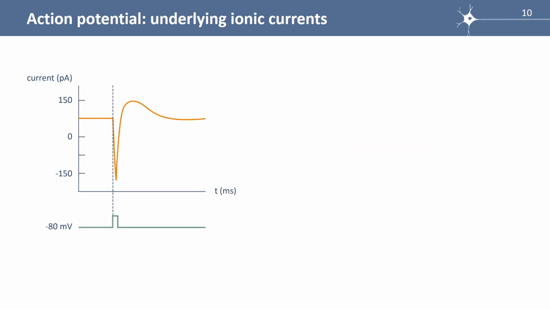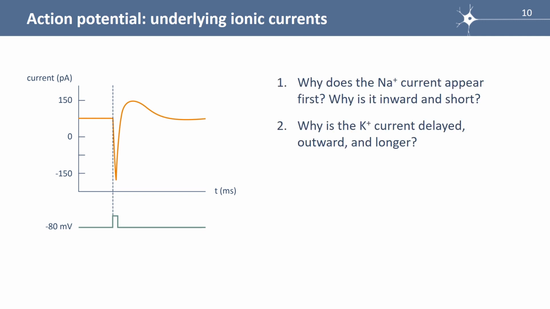Looking at this recording, we can ask a number of questions. First, why is the sodium current the first to appear? And it appears from a certain threshold. If the depolarization here was not so high, we would have nothing. So why does it appear first from a certain threshold? Why is it so fast, so short? And why is it inward? Then, for the potassium current here, why is it delayed? And why is it outward and longer? To address these questions, we have to record the unitary current, so the current through single channels, and we will begin with the sodium current.